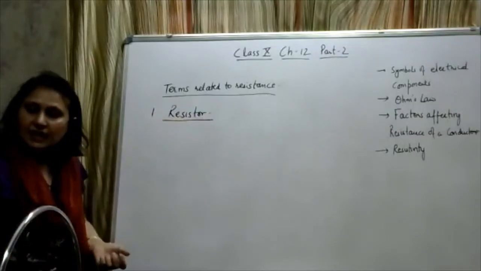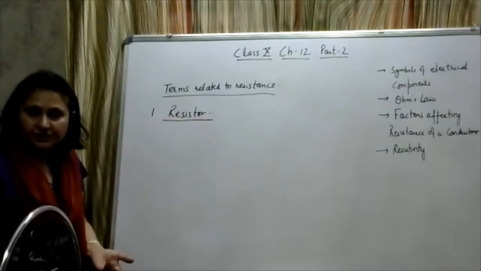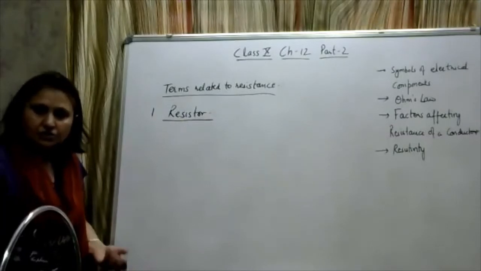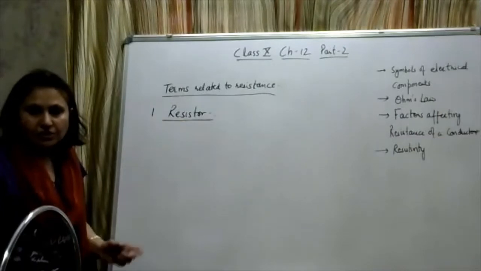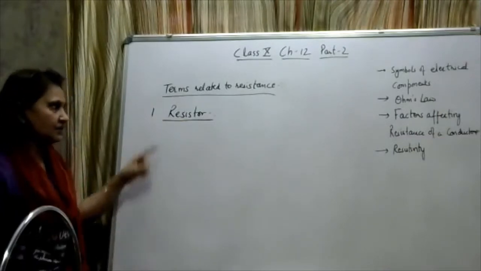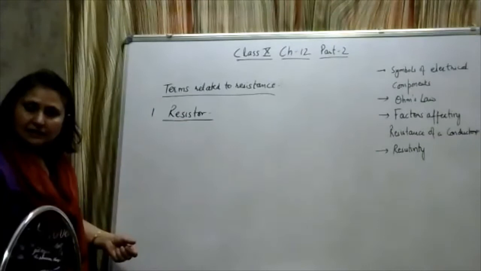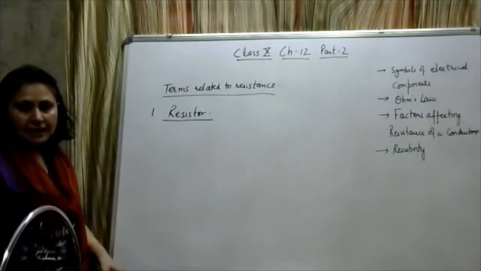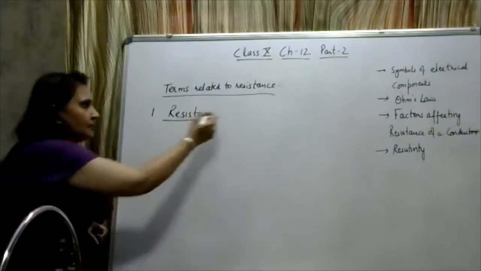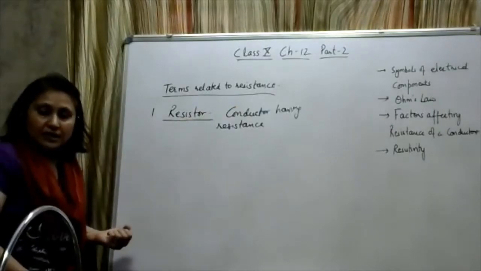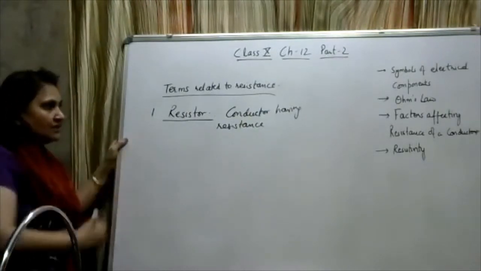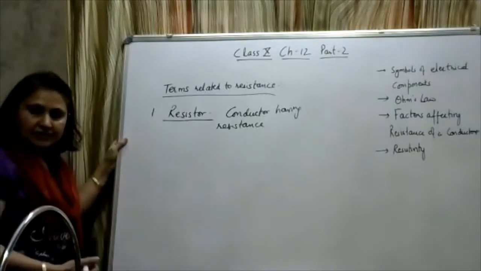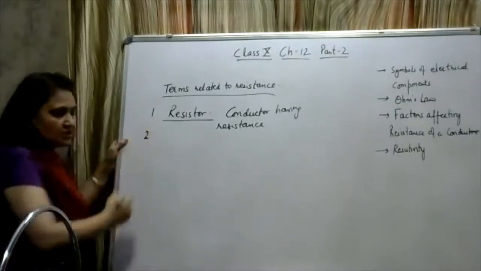Any conductor which is having some appreciable value of resistance is called a resistor. So it is a conductor which opposes the flow of electrons. Such a conductor we call a resistor. Metals and alloys oppose the flow of electrons, that is, they have some resistance, so they are called resistors.